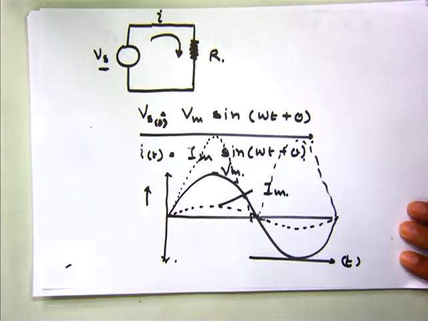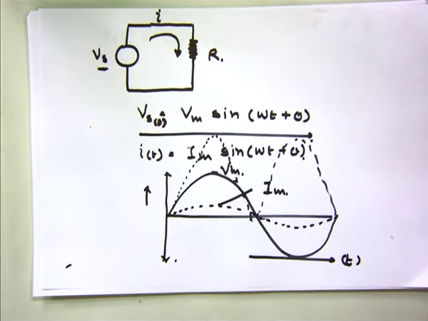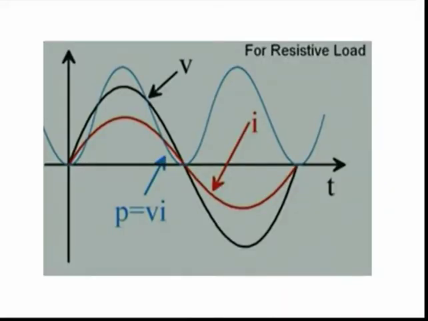Now here we can go to the slide and we can have the exact diagram of the waveform, power waveform for resistive load. From the diagram we can see that as the value of current and voltage both are positive, the value of power is positive. Here the black waveform shows the voltage waveform, red waveform is the current waveform, and the third one, that is blue one, is the power waveform.